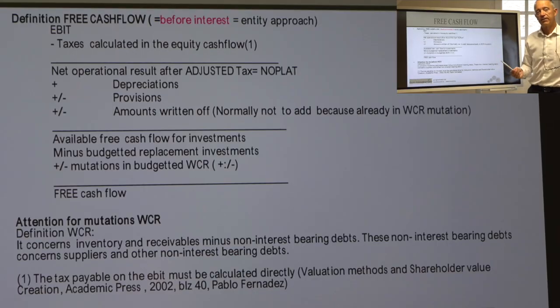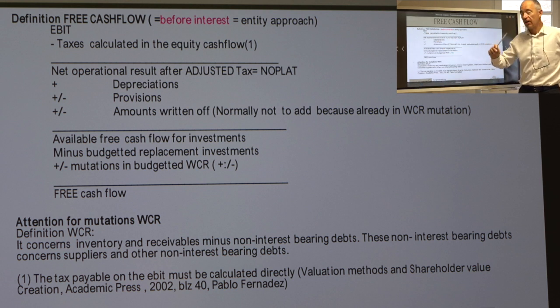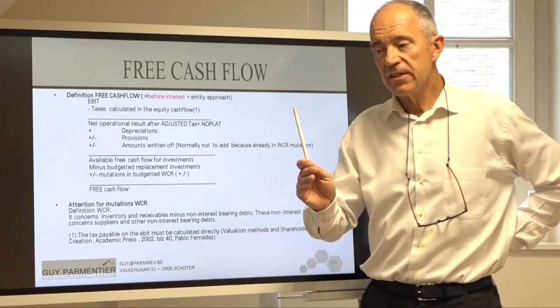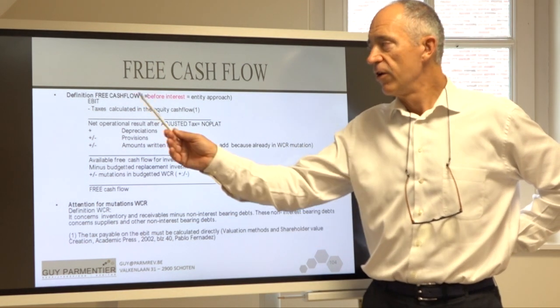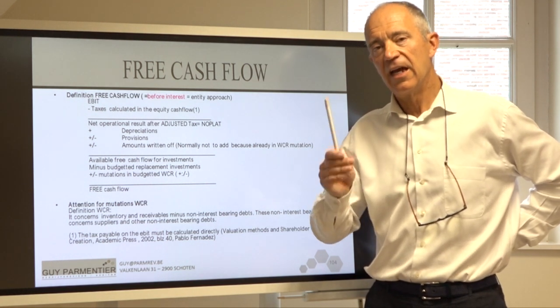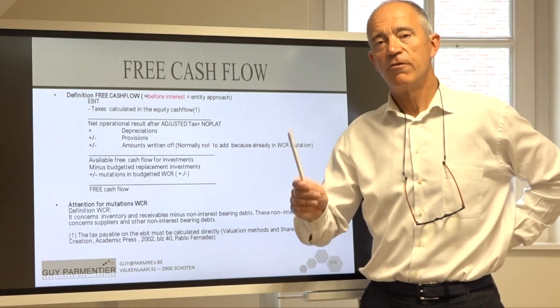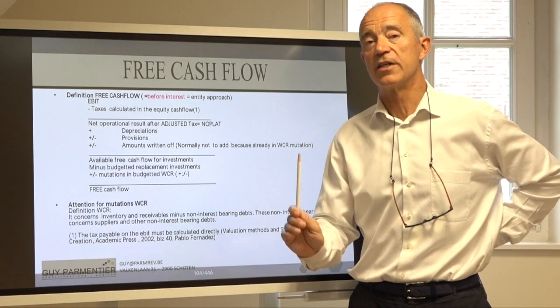Now, how do we calculate the free cash flow? As we know, it's a firm value, it's an entity valuation method. You always start with earnings before interest and taxes. Now, very important, minus taxes, it is minus the adjusted tax. And that means it's not a marginal tax. You're deducting here the taxes you have been budgeting in the equity cash flow calculation. That means the taxes you really think you're going to pay in the future. So it's not a marginal tax rate you're using here.